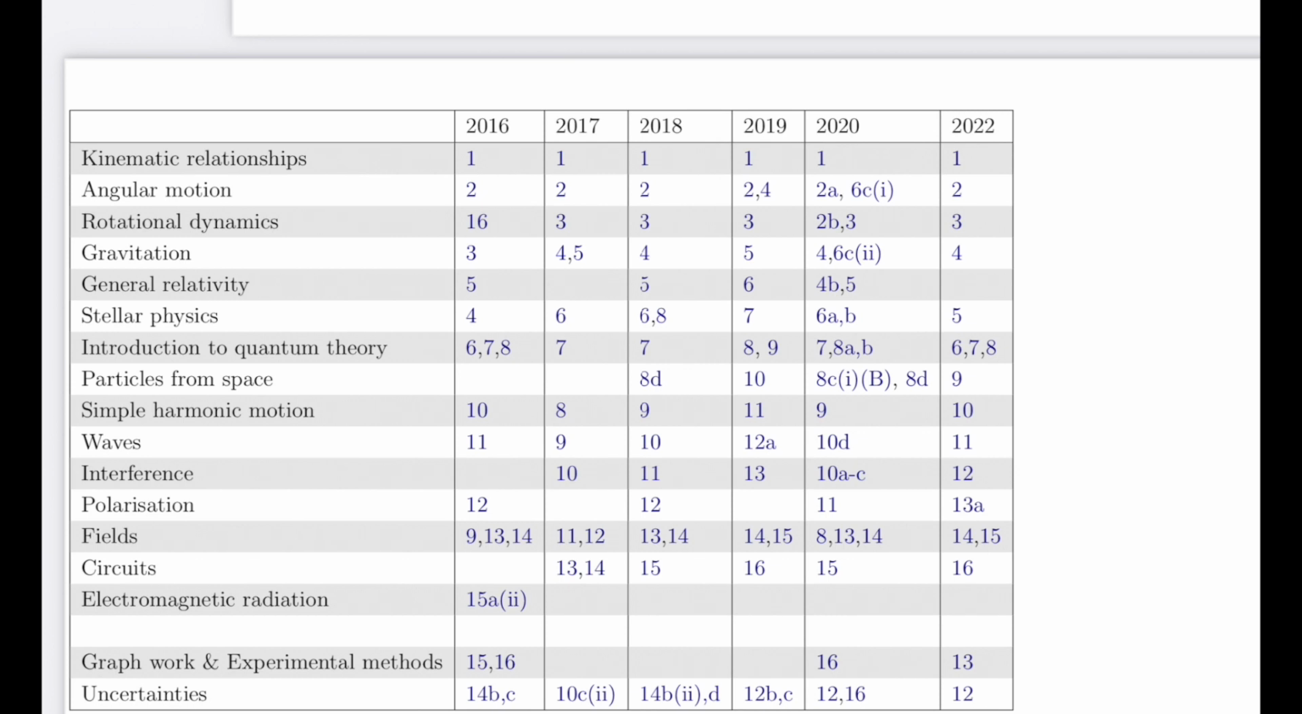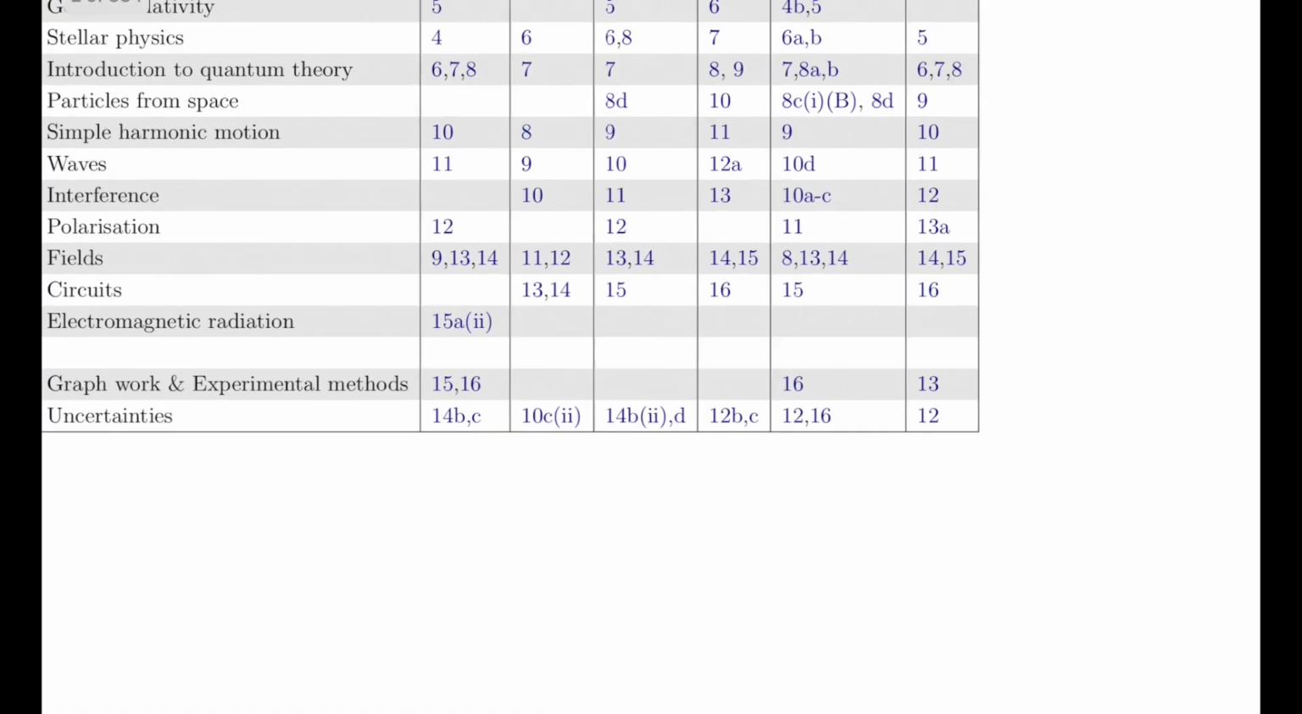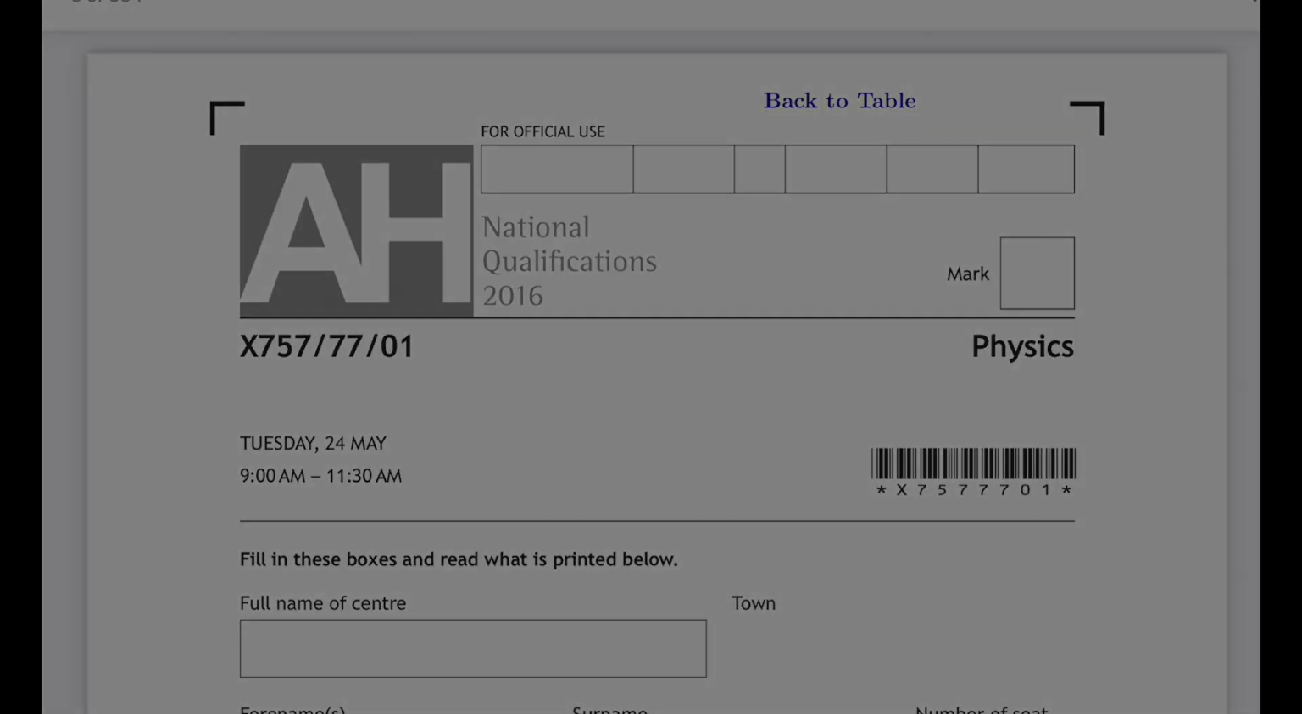That's it for Unit 1. We've covered everything in rotational motion and astrophysics. Next time round, we're going to start Unit 2. That's quanta and waves. We'll see you in the next one.